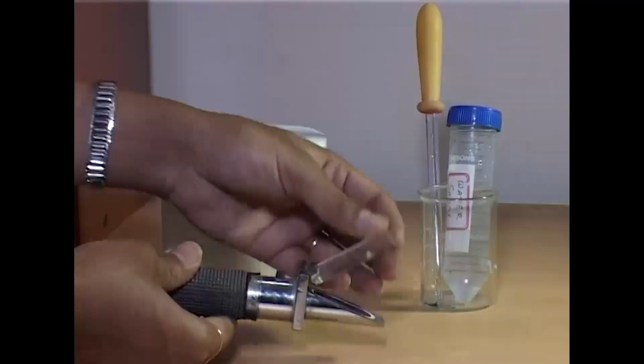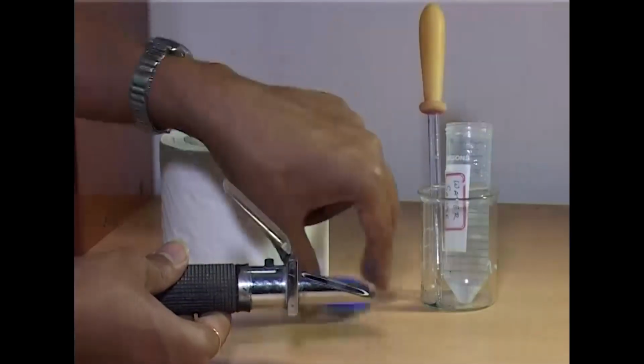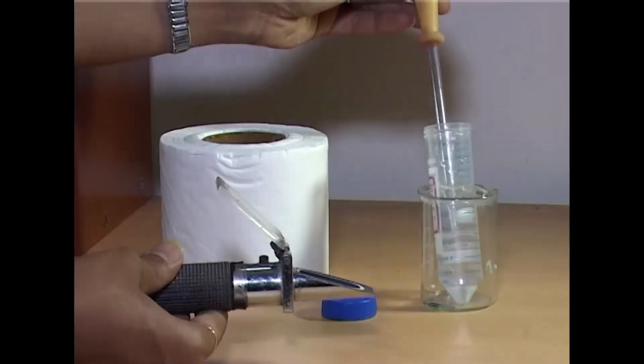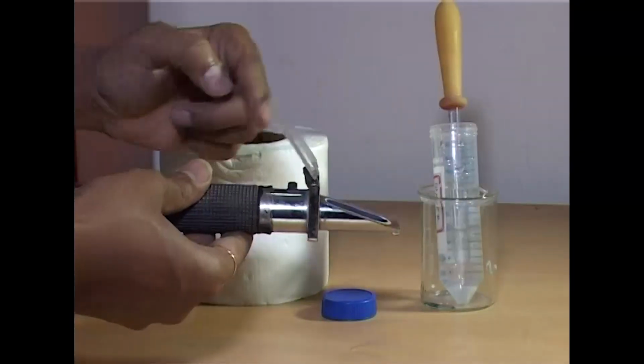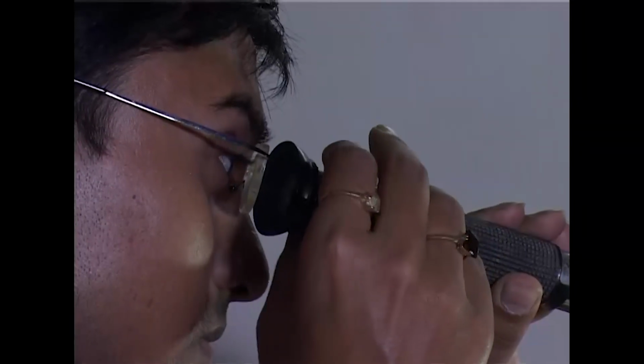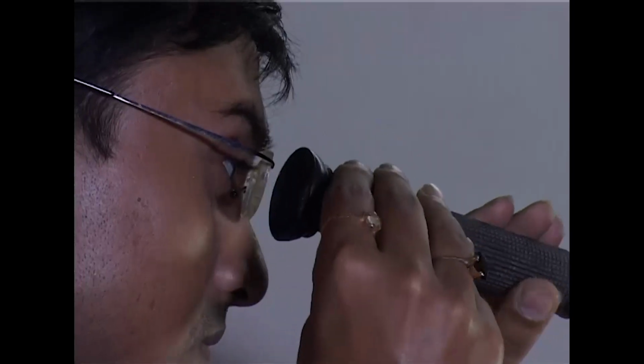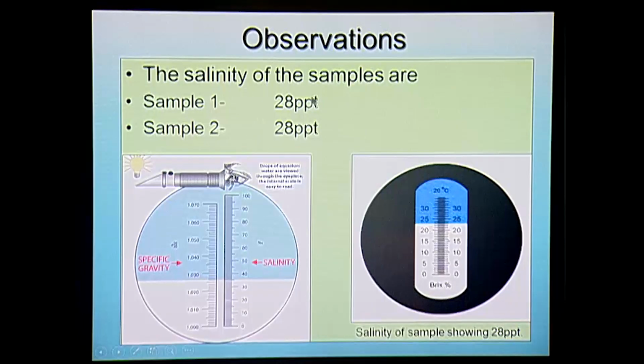A little portion of seawater is added over here. You can take off this flap, put some drops of seawater and then put it down and observe it towards the light. There is an eyepiece over there with which you can actually adjust to get a clear view. The salinity of sample 1 is 28 ppt and sample 2 is 28 ppt.